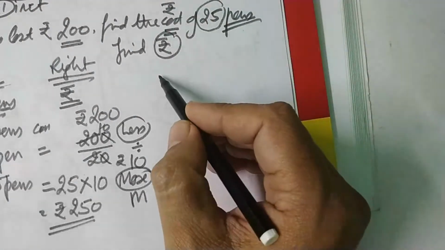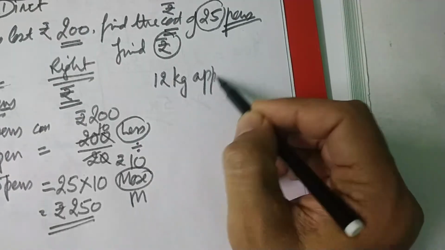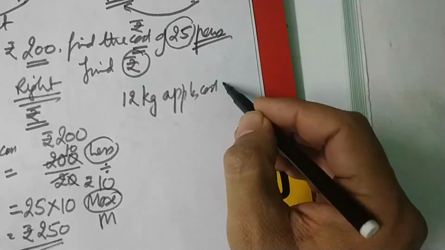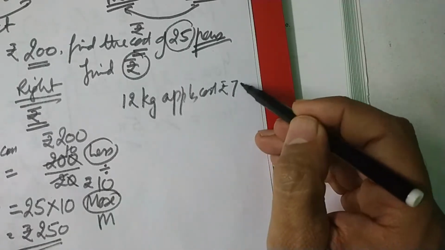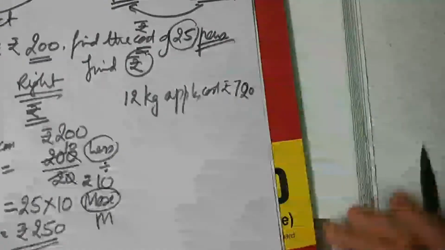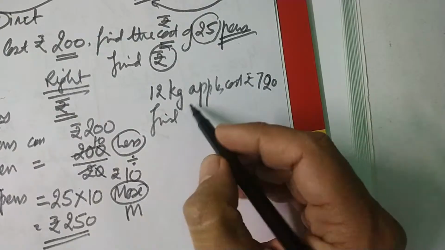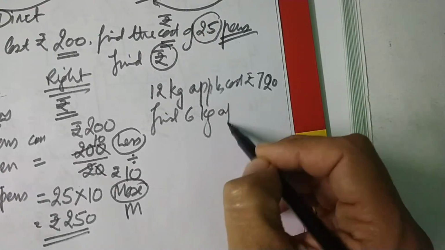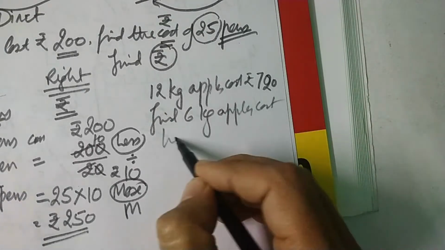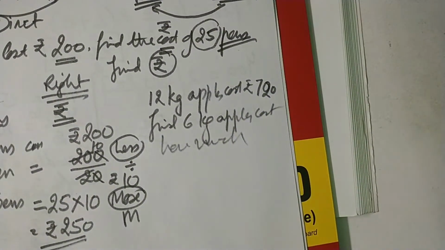The example is: 12 kg apples cost rupees 720. Find the cost of 6 kg apples. You have to find, if 12 kg cost 720, how much will 6 kg apples cost?